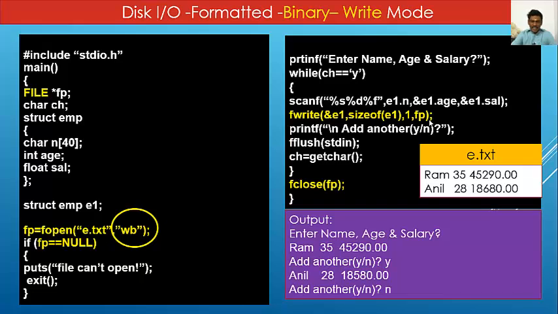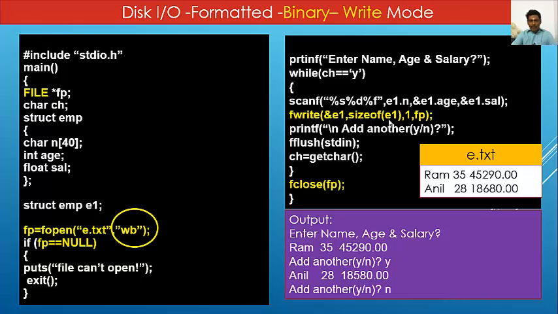Then we use fwrite. In text mode, to write data we use fprintf. In binary mode, to write data we use fwrite. The fwrite function has 4 arguments. The first one is the address of the data, that is &e1. E1 has the data RAM 35 45,290 stored in the e1 structure variable. The first argument should be the address of a string or structure variable, so &e1.